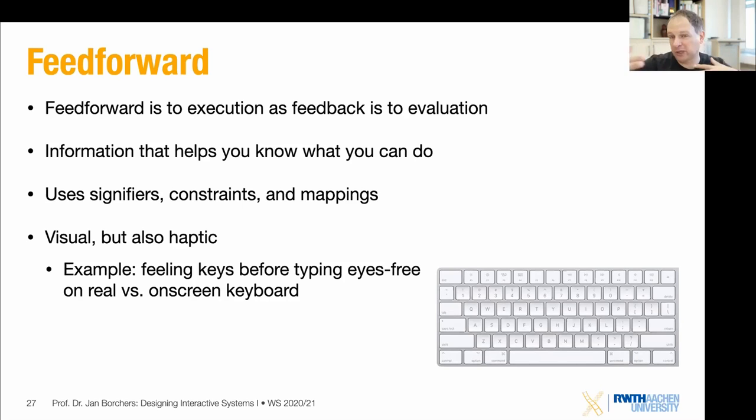But if you have to go back and forth between them, again, it's a constant struggle. So feed forward is the same thing for execution as feedback is for the evaluation part on your 7 stages. It's information that helps you to know what you can do before you even do it. Feed forward is sort of an umbrella term in Norman's world for signifiers, constraints, and mappings. So it basically has to do with the visibility of available actions and state.